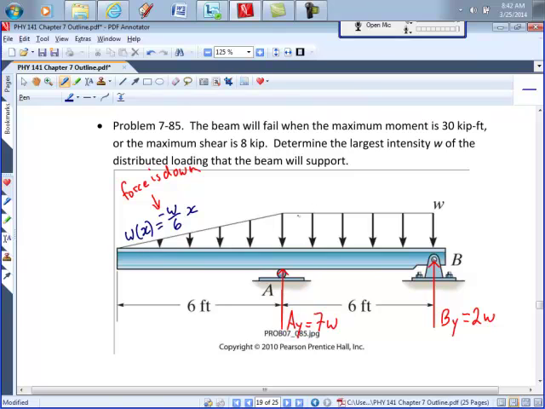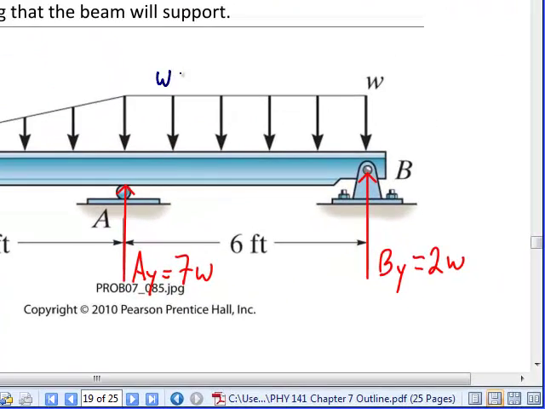What about for the second 6 feet? Wx equals negative W, right? It's a constant function. It's downward, so it has to be negative. And it's this value here. All right.